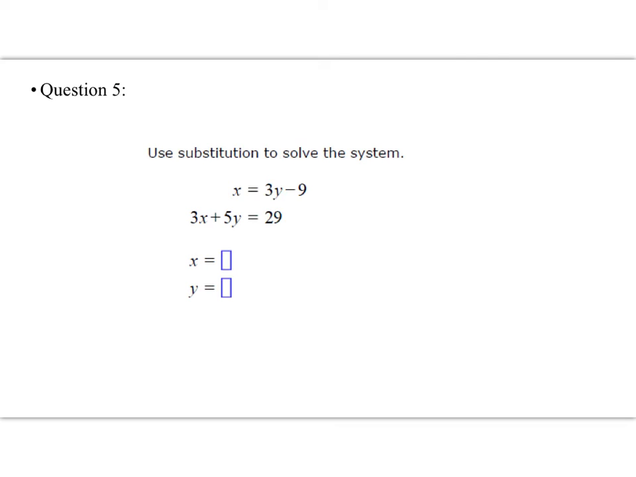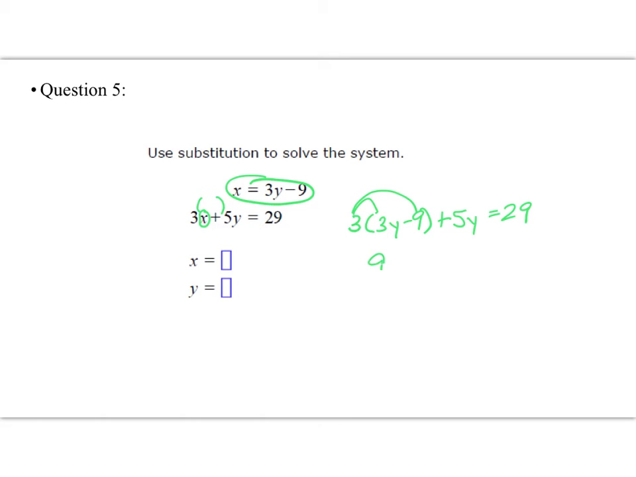So in this video, we will use substitution to solve the system. So notice that in this question, you have x equals. So inside your x, you're going to put the 3y minus 9, but you're going to put parentheses over it. So it's going to be 3y minus 9, plus 5y equals 29. Just make sure that you have all the same variables, so you have all y's.